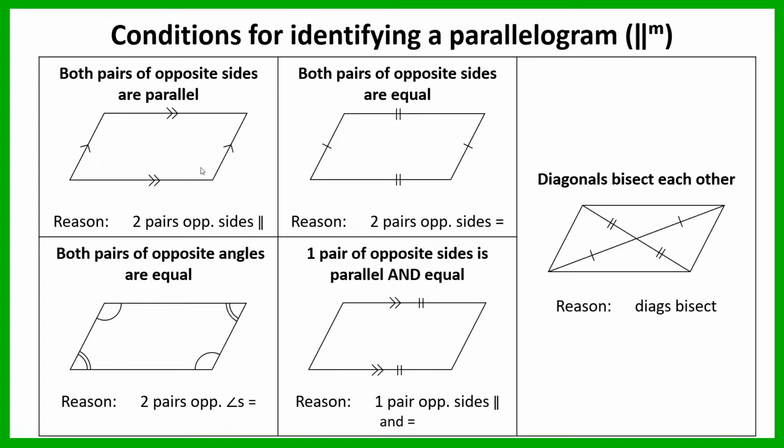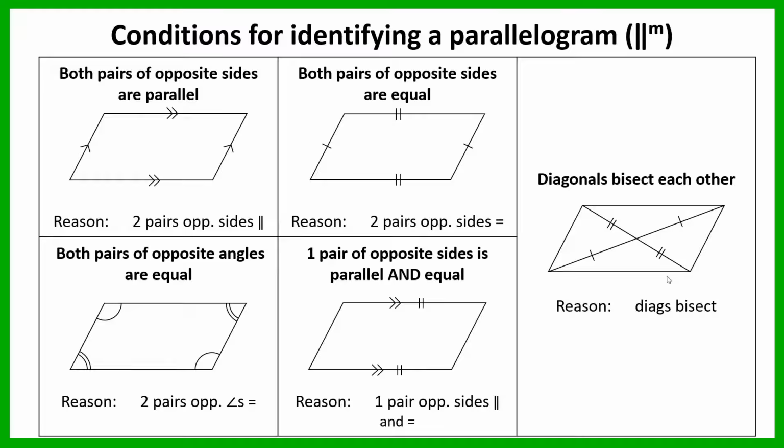The first one is to prove that both pairs of opposite sides are parallel. And if you do it that way, then your reason will be 2 pairs of opposite sides parallel. The second method is to prove that you have 2 pairs of opposite sides equal. The third method is to prove that you have 2 pairs of opposite angles equal. And then the fourth method over here is to prove that you have 1 pair of opposite sides that is both parallel and equal. So all of those are working with the opposite sides or angles in your quadrilateral.